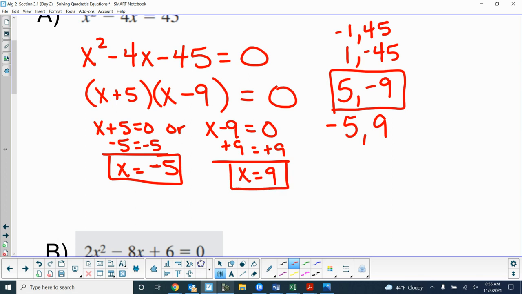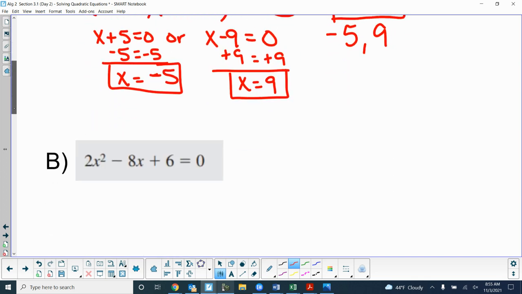If I were to do this graphically, where does my parabola cross the x-axis? At negative 5 and 9. Okay? If I put it in my calculator, it would graph that way, but now we're doing it by factoring. Questions on the first example? Good? Landry, you all right?